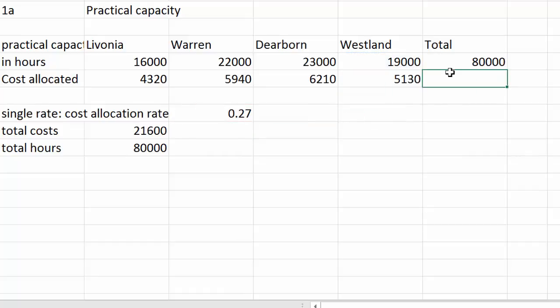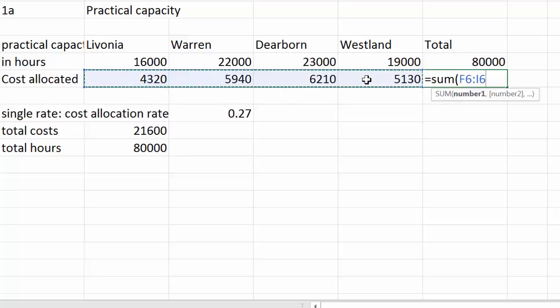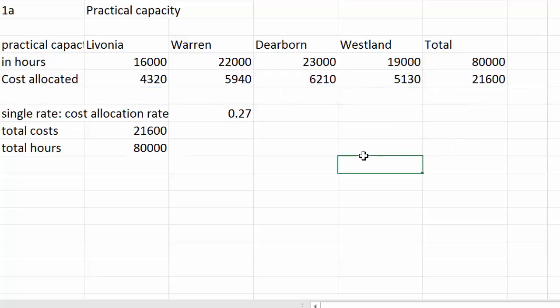Okay, and you can go ahead and add them together, and you should get 21,600. Okay, which is right there. So that's 1A. The 1B is highly similar, but this time we're going to use an average expected.